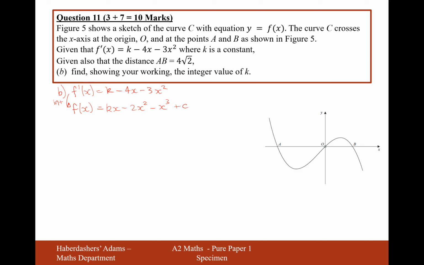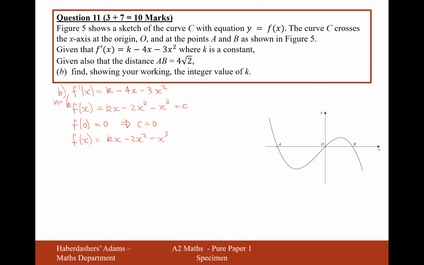Now, we know it goes through the point 0, 0, so when we plug in 0 as our x value, we should get a value out of 0. What this means is if I put 0 in here, here, and here, I'll just end up with my value for c, so it must be the case that c is equal to 0. So now I've got a simplified curve, which is kx minus 2x squared minus x cubed.